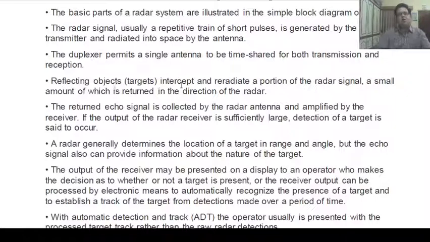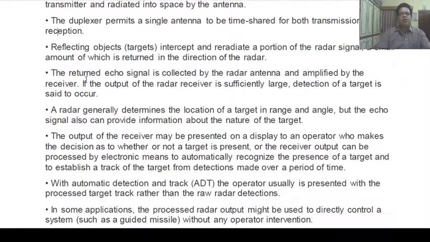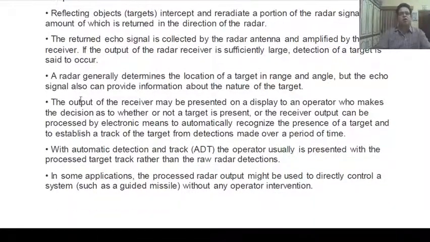Reflecting objects intercept and re-radiate a portion of the radar signal, a small amount of which is returned in the direction of the radar. The return echo signal is collected by the radar antenna and amplified by the receiver. If the output of the radar receiver is sufficiently large, detection of a target is said to occur. A radar generally determines the location of a target in range and angle, but the echo signal can also provide information about the nature of the target.